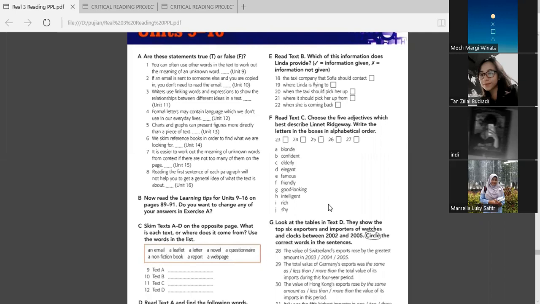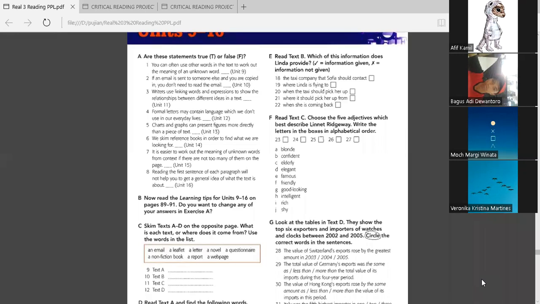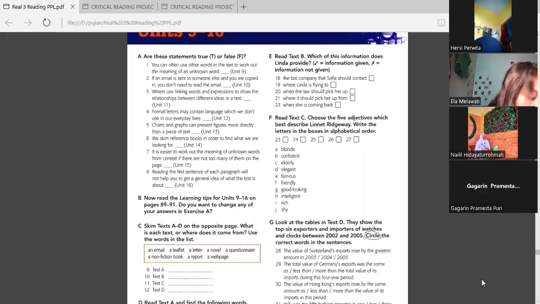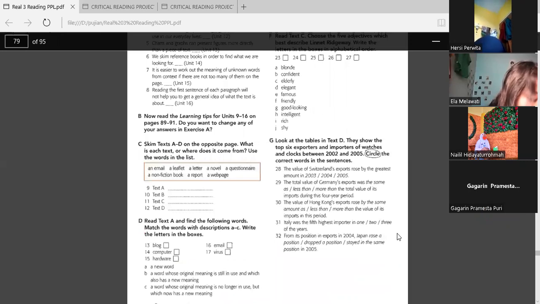26. What's that? Anyone want to help Danny? Good looking, sir. Good looking. Okay, thank you. And then? The last, what's that? The last, rich. What is the opposite of rich? Danny. Yes, Danny. What is the opposite of rich? The antonym, what is its opposite? Poor. Okay, poor. Then go on.